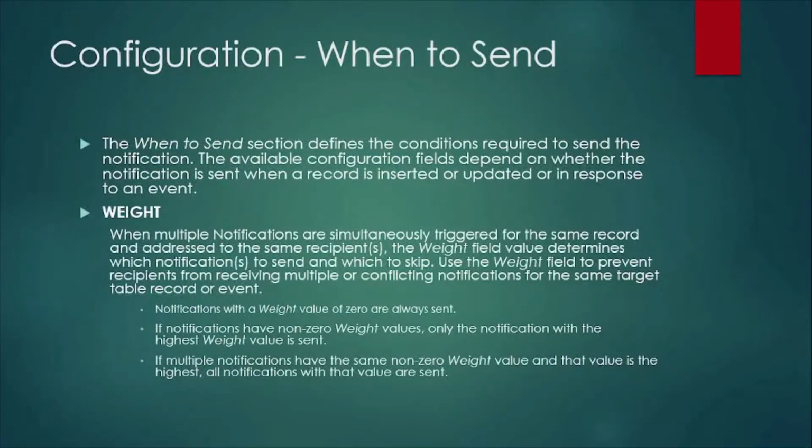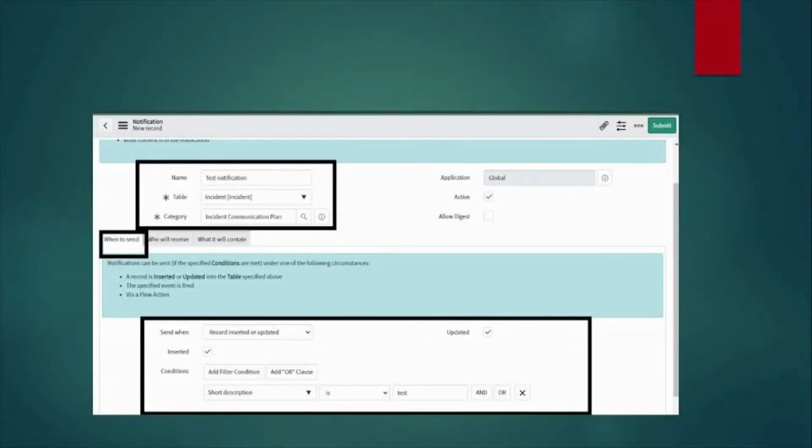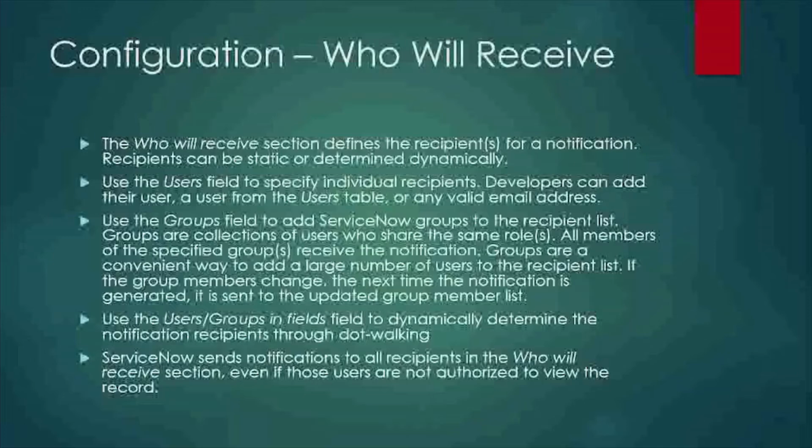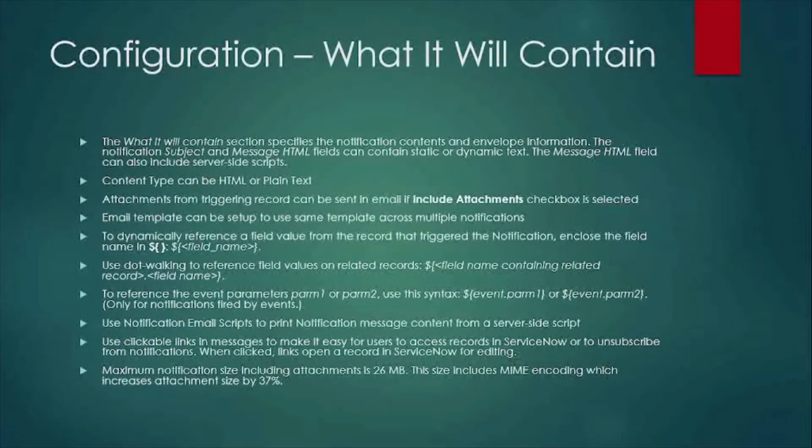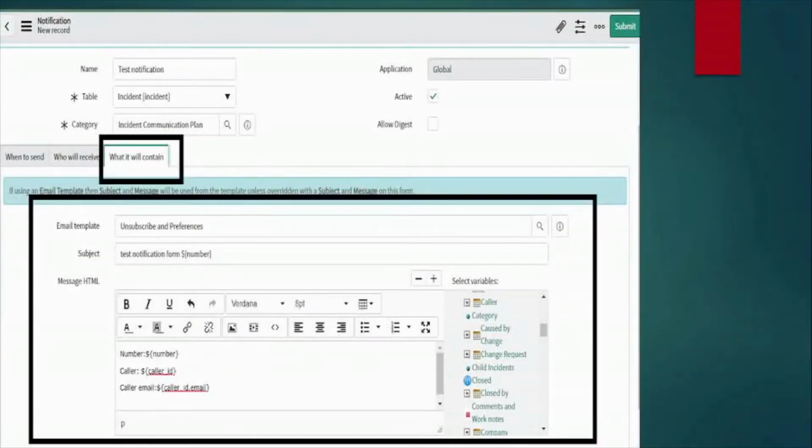So here in the notification we can see the configuration of when to send the notifications, and we are going to cover this in a live session. Here you can see the section called when to send notifications. In the configuration we can also cover who will receive, and the who will receive section in the notifications, and then what it will contain, right? What it will contain includes email template, subject, message text, message HTML, all the stuff, correct?